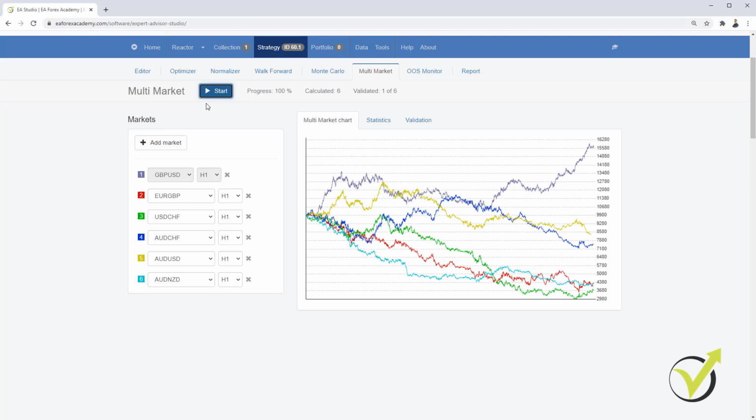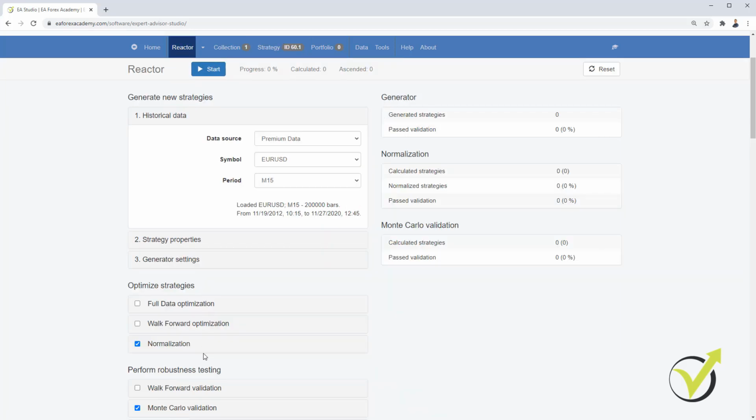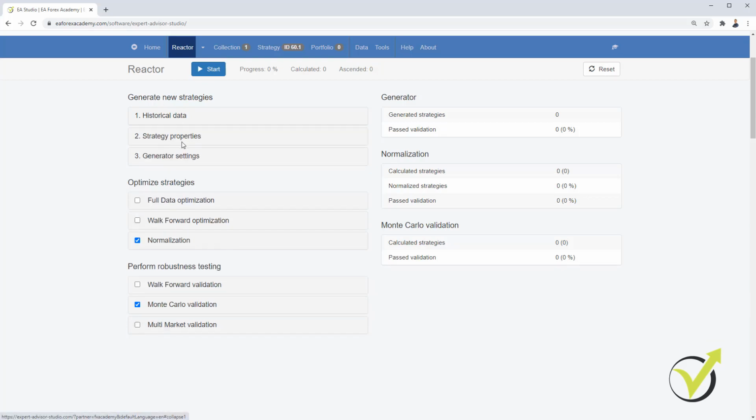So that's why I don't recommend using the optimizer. Better to use the walk forward or the normalization. And don't get me wrong, it doesn't mean this is a bad thing, not at all. You just need to know how to use it carefully and what robustness tests exactly you need to perform after that to make sure that the strategy is not over optimized.